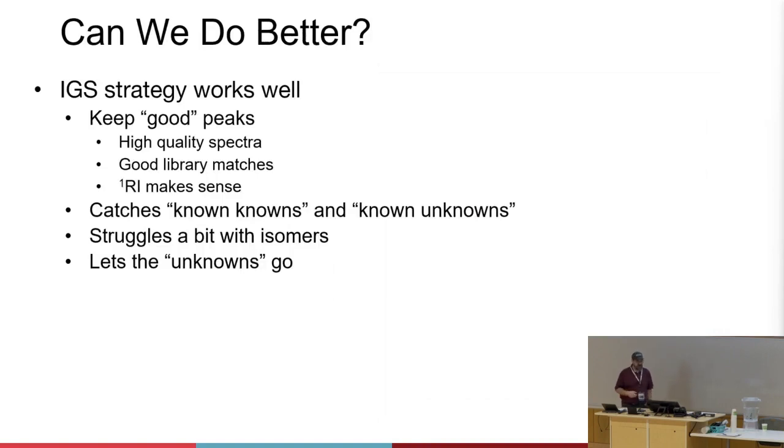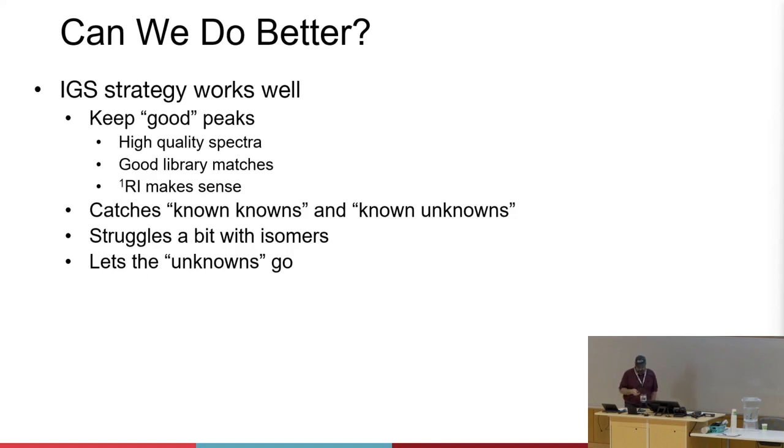This IGS strategy is working well. It lets us keep our good peaks. We get high quality spectra, good library matches. The retention index usually makes sense. It does a pretty good job of catching known knowns, what they are, you're looking for them, you expect to find them, and catching our known unknowns. Those are peaks we're not looking for, but we know what they are when we find them. It struggles a little bit with some of the isomers, and it ignores the truly unknown compounds where we have no idea.